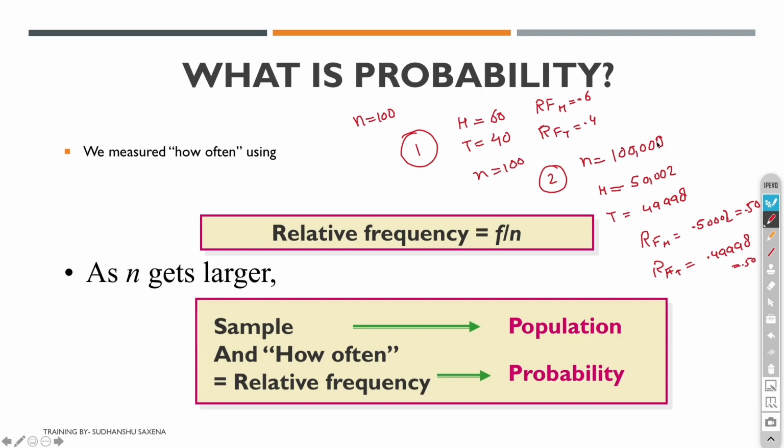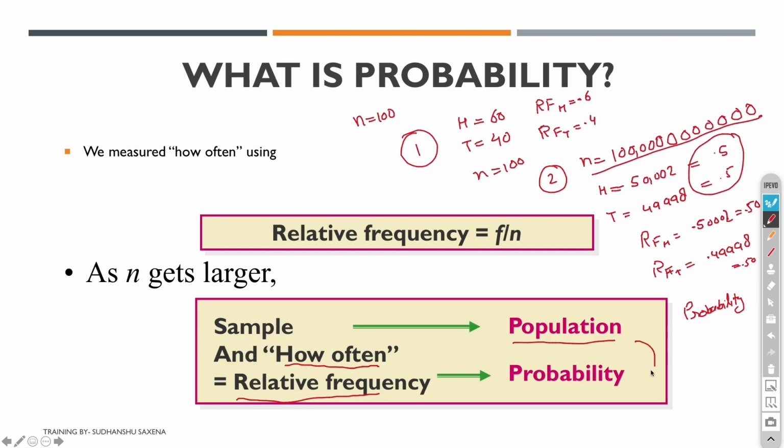Even if you increase the number of events to infinity, this will eventually become 0.5. Relative frequency will become 0.5 and 0.5. This relative frequency, when n is infinite, is called probability. So my relative frequency will become probability when my n gets sufficiently large, to an infinite number of times. If I have a sample, we can define how often it is happening and calculate the relative frequency. But when I have a population, I will be picking up the probability. For a sample, it will always be a relative frequency. It will never be the actual probability.